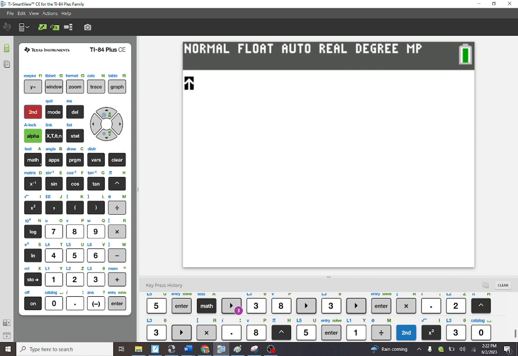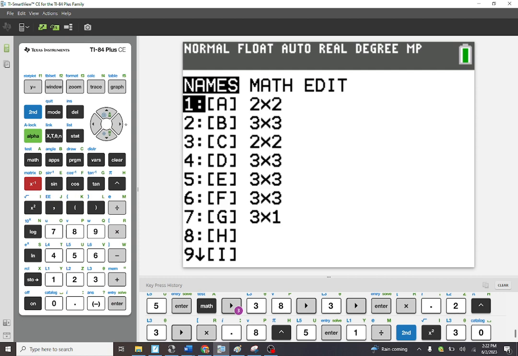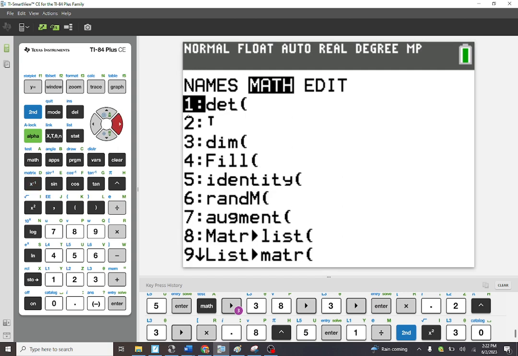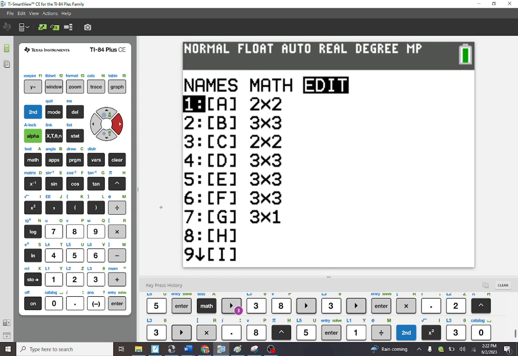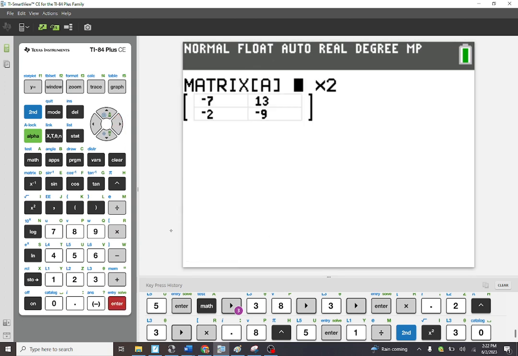We have an option called second, if you can see over here, matrix. Now, matrix has 3 columns that we care about. There's names, this is when I want to use them. Math, this is when I want to do things to them. And edit is when I want to change them. So I'm going to first go to edit.